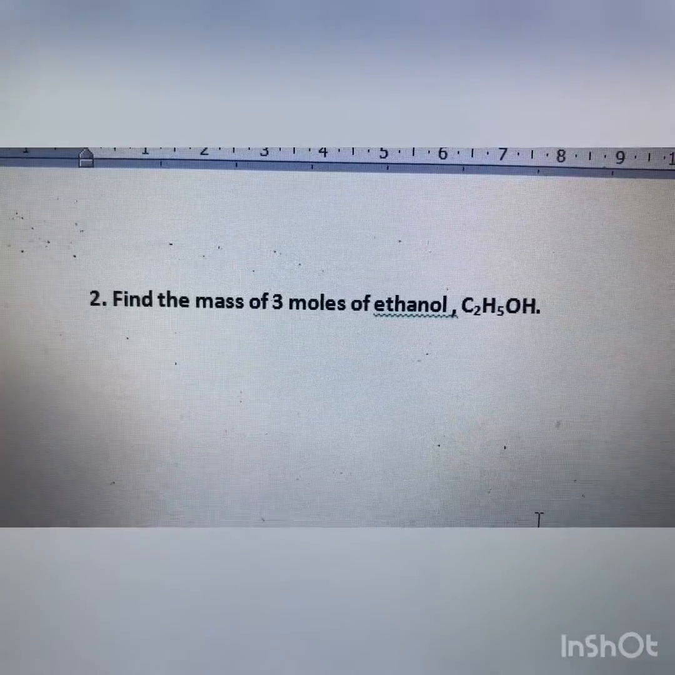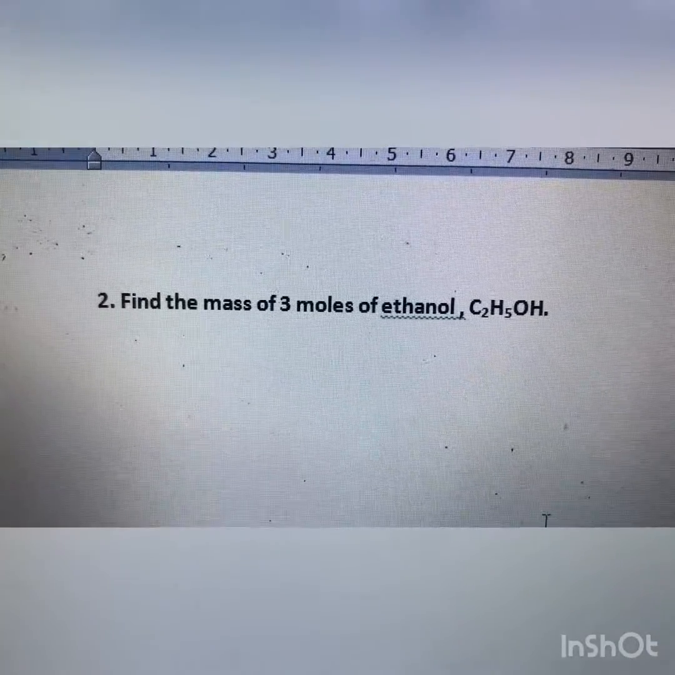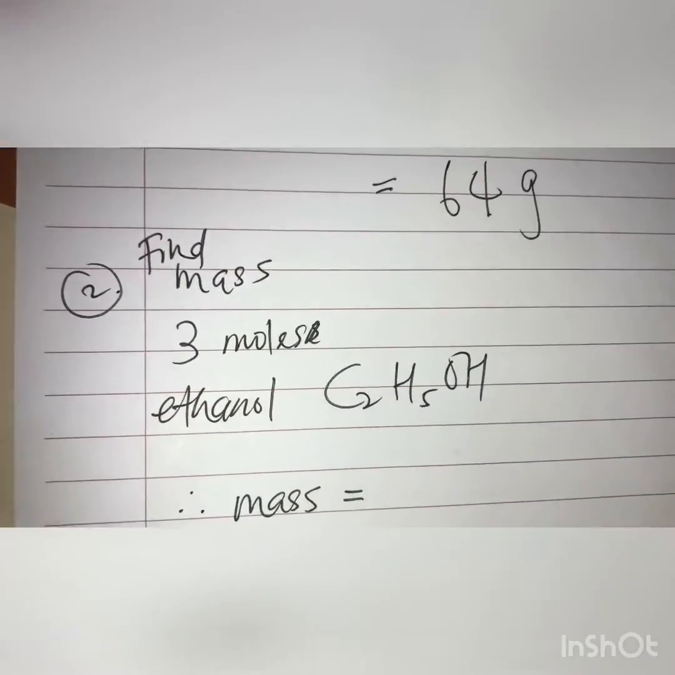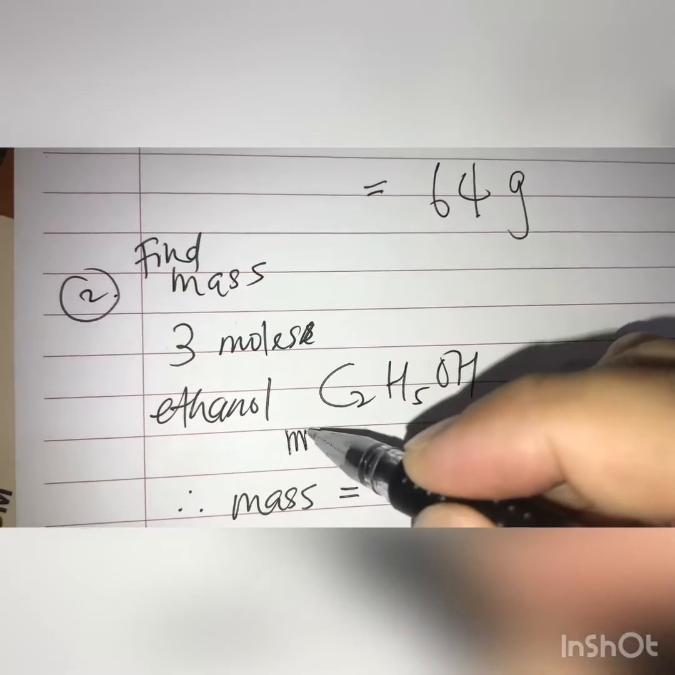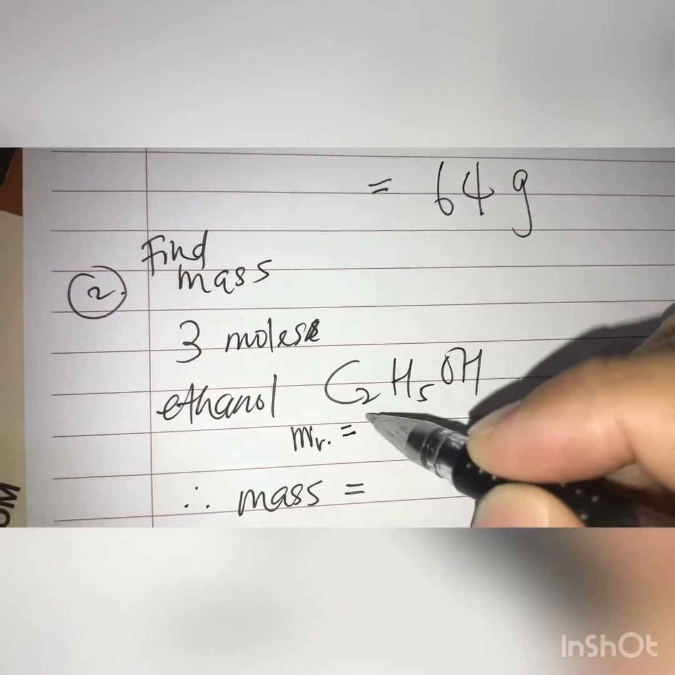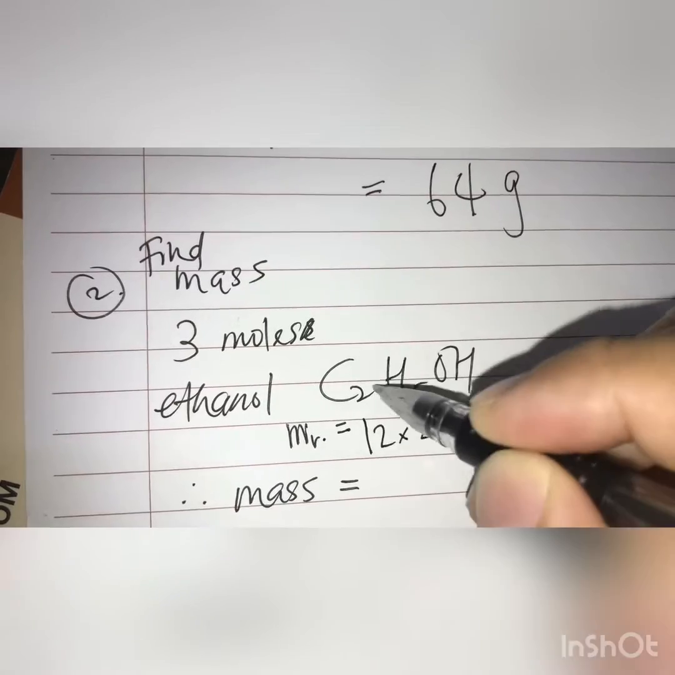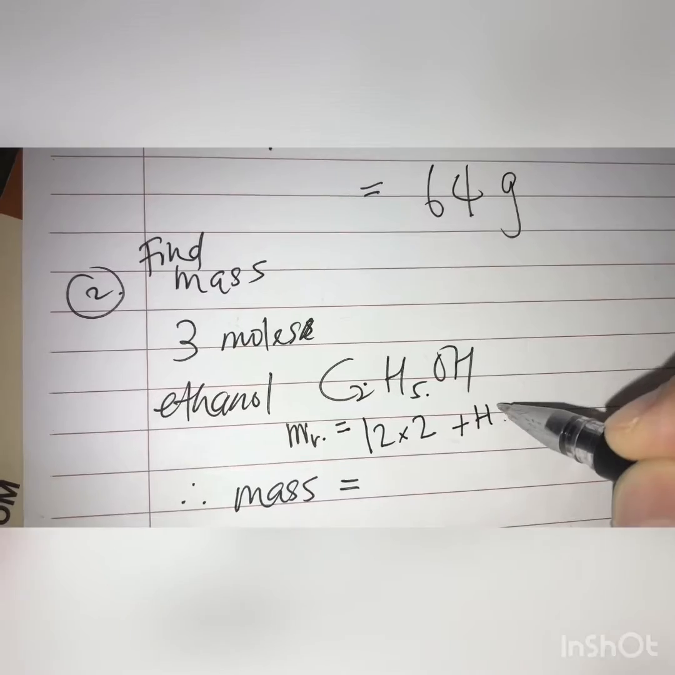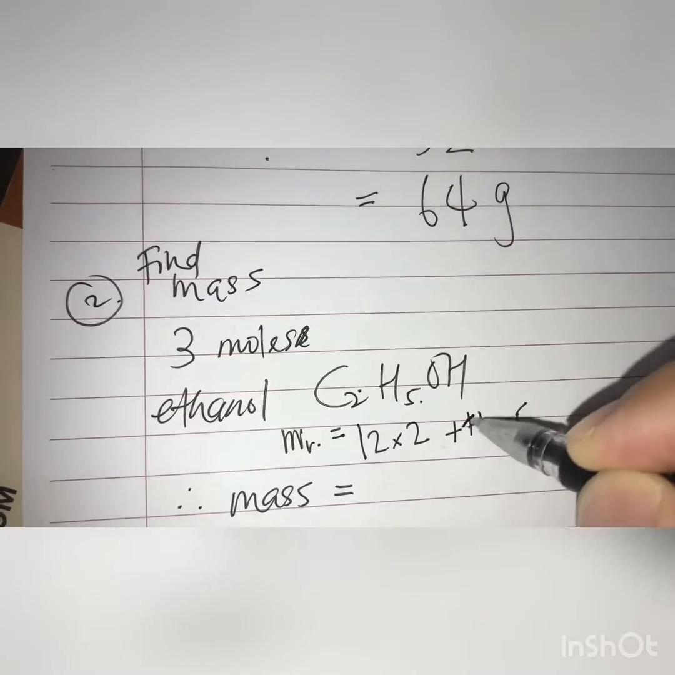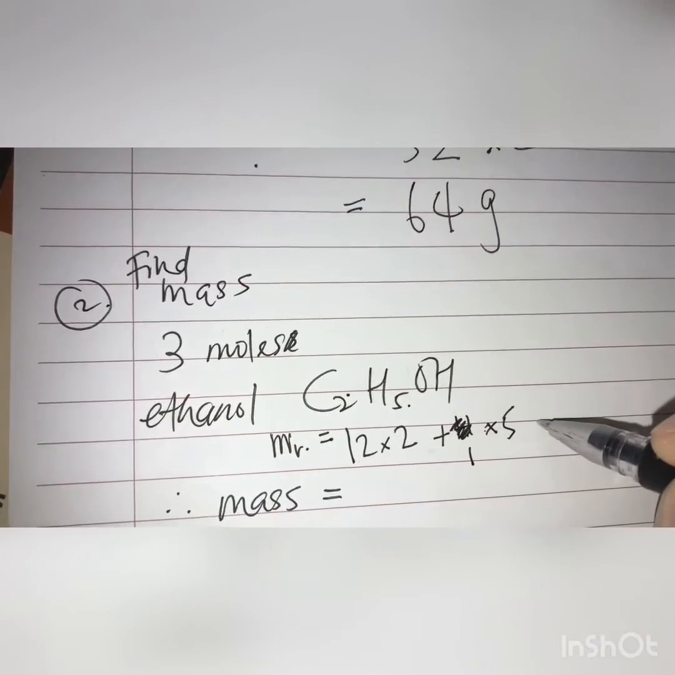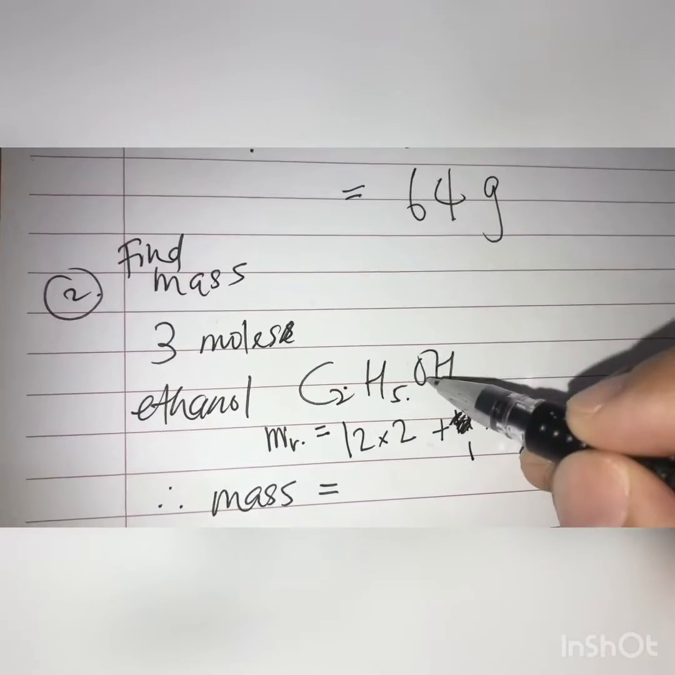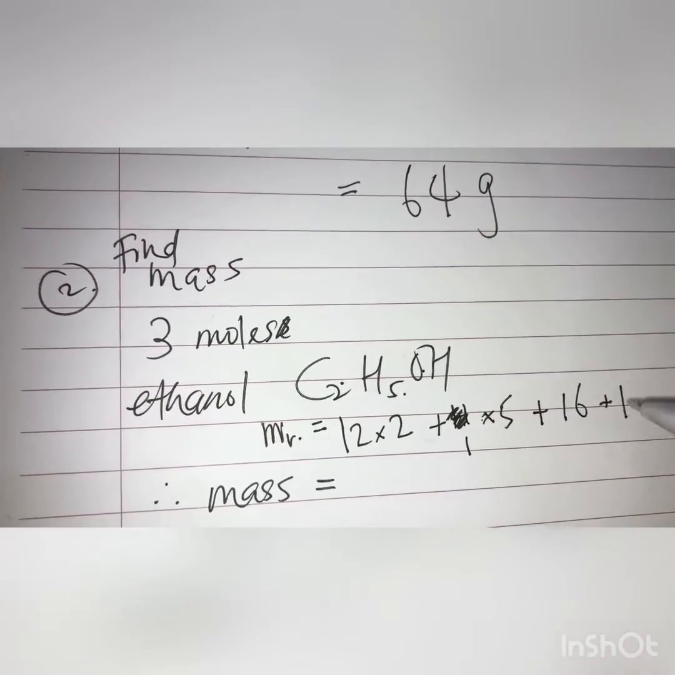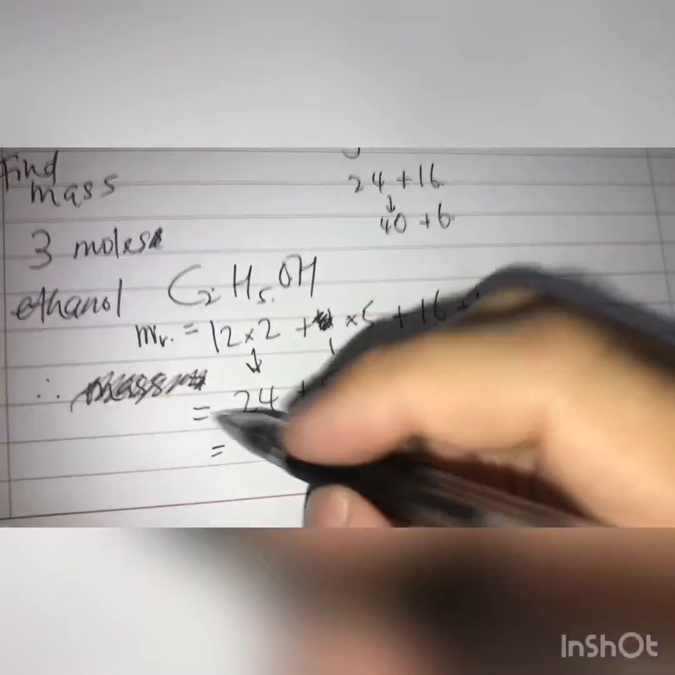Question number 2, find the mass of 3 moles of ethanol. So we have to find out the molecular mass of ethanol. Carbon is 12 times 2, plus hydrogen is 1 times 5, plus oxygen is 16, plus hydrogen 1. So the total will be what? The answer is 46.